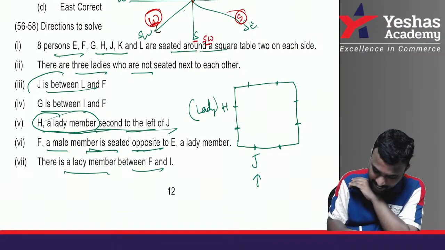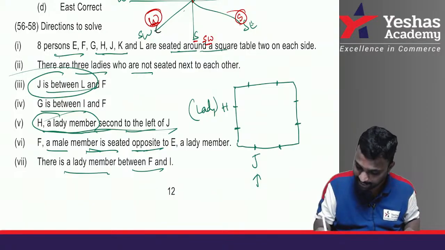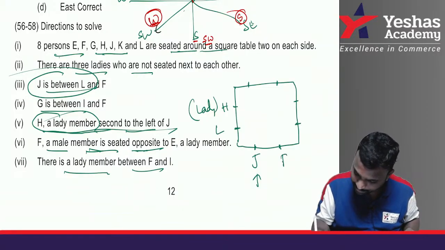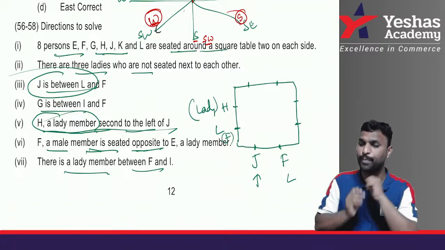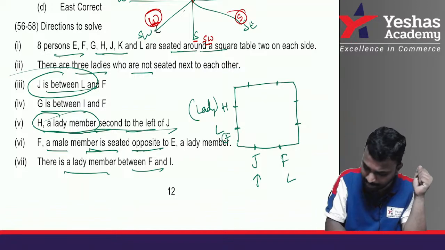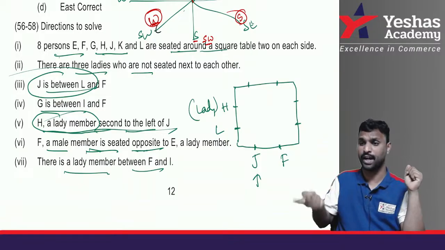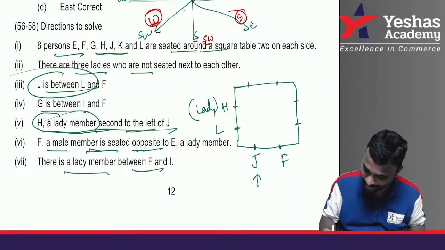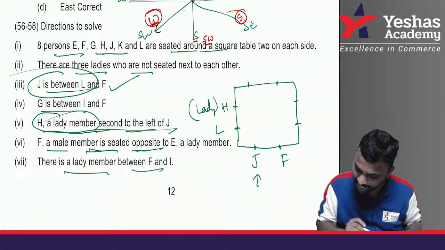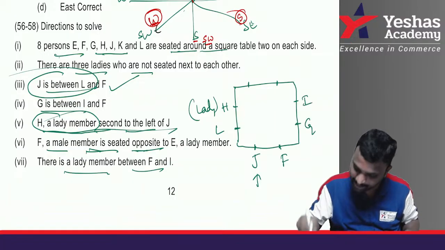No. J is between L and F. That means L and F can be like this, or L and F can be like this. We are not sure about the positions of L and F. Let me mark like this only, the first position, L and F. If it is not working out, we have to recheck and rethink again. So J is between L and F. This is done. G is between I and F. Definitely G should be here and I should be here.